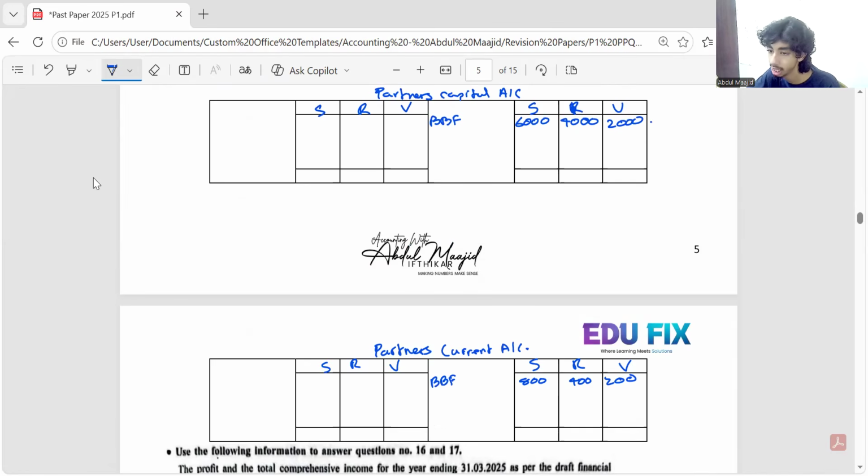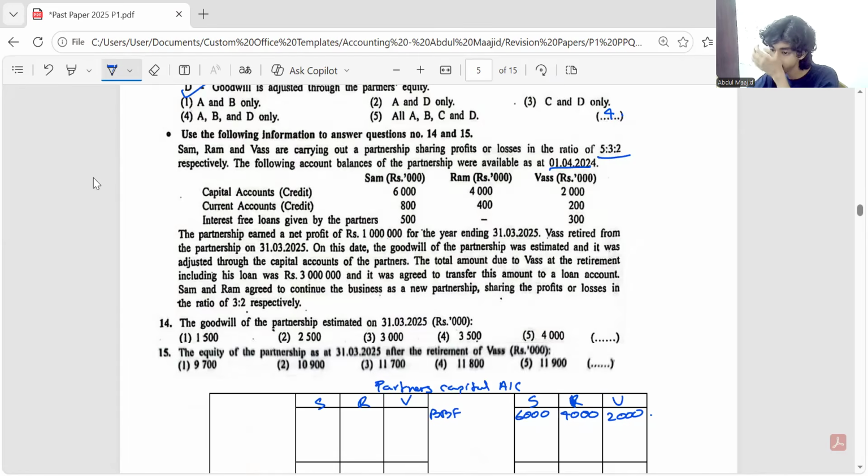Okay. Then the partnership earned a net profit of 1 million for the year ended 31st March 2025. Vas was retired from the partnership on 31st March 2025. On this date, the goodwill of the partnership was estimated and it was adjusted through the capital account of the partners. The total amount due to Vas at the retirement, including his loan, was 3 million.